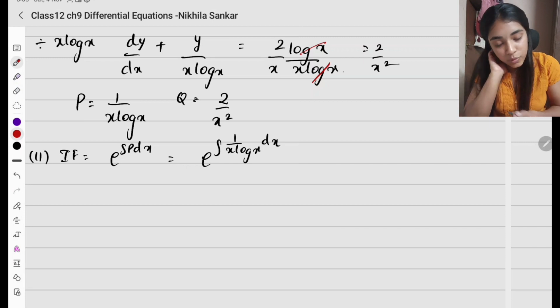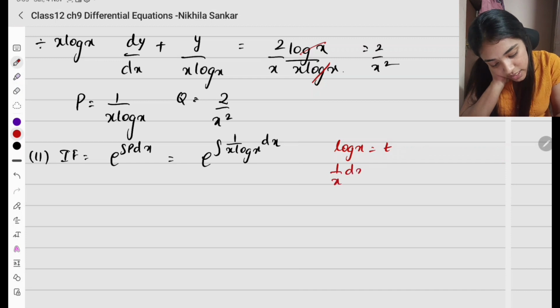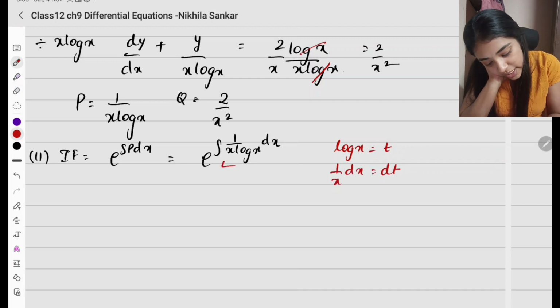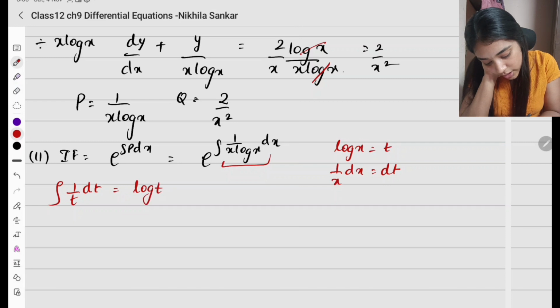This is the substitution method. What am I going to take? I am going to take log x equals t, 1 by x dx equals dt. So in the integral, I can simplify further. The integration of 1 by t dt is going to be log t. What is my t? Log of log x.